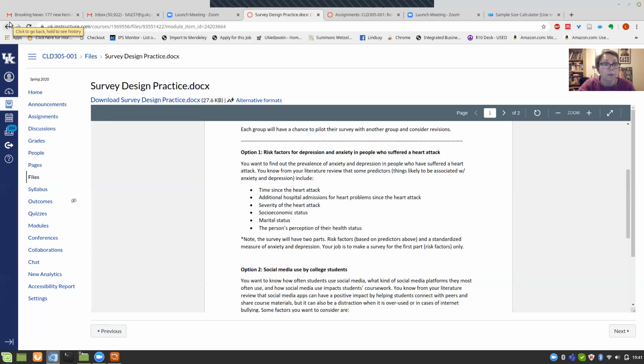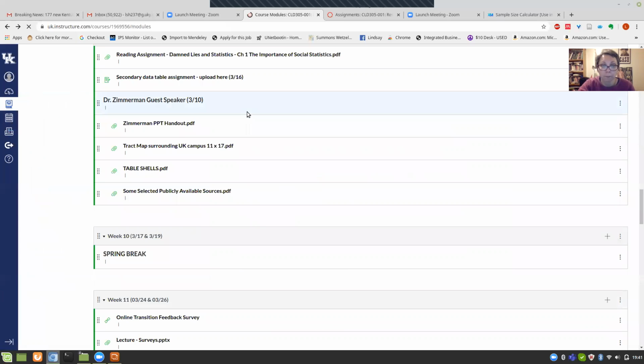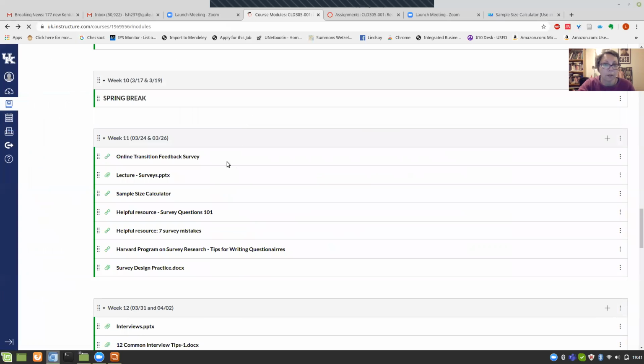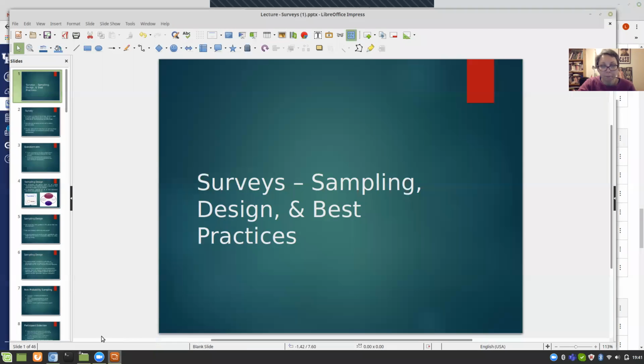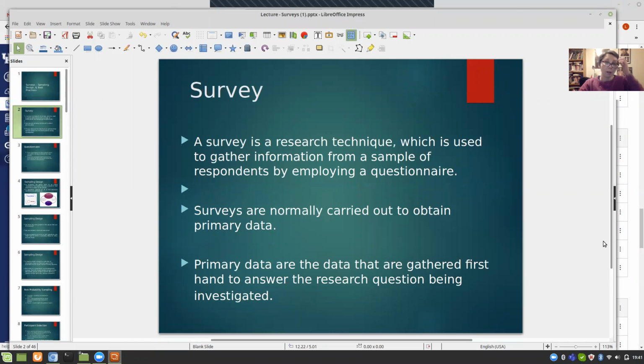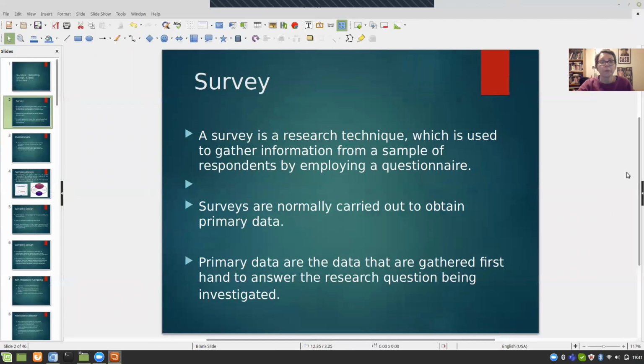So let's go back to modules. And we already have a PowerPoint open here. So I'm just going to go through slides 1 through 7. I'll touch on slide 13 and slides 41 to 47 for now. So hopefully we'll keep this kind of short. Okay, so let's go full screen.